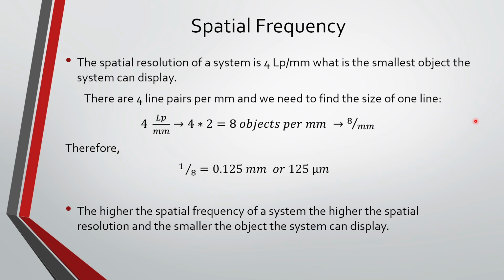micrometers. Okay, so what we can take away from this is the higher the spatial frequency, where the first example was 9 and this one's 4, so the first one was higher with 9, the higher the spatial resolution and the smaller the object the system can display. Okay, so this kind of makes sense. With a higher resolution, the spatial frequency is higher, as we've learned what spatial frequency is. The smaller the object the system can display. So the one with 9 line pairs can display a 55 micrometer object, where this one can only display a 125 micrometer object, with the 4 line pairs per millimeter.